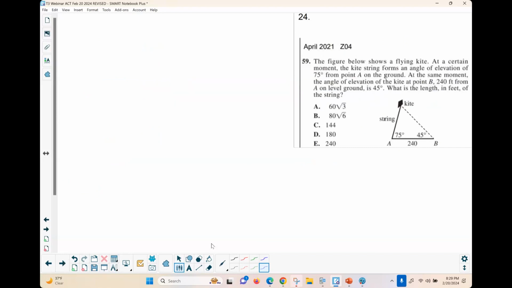April of 2021, number 59, the second of the last question. Okay. Let me give you 30 seconds to start this one. The structure of algebra is getting some love. Glad to hear it. Glad to hear it.